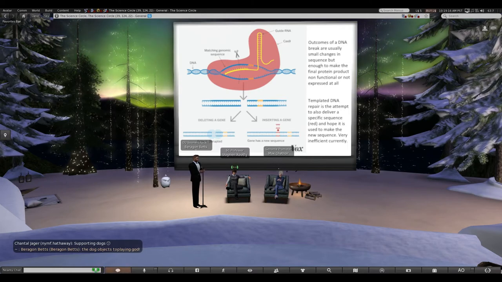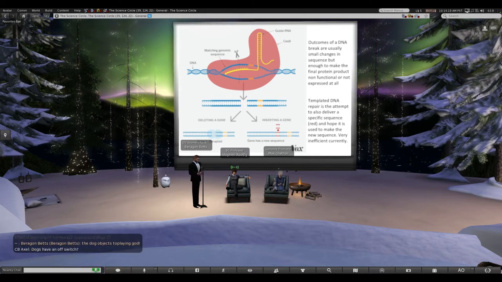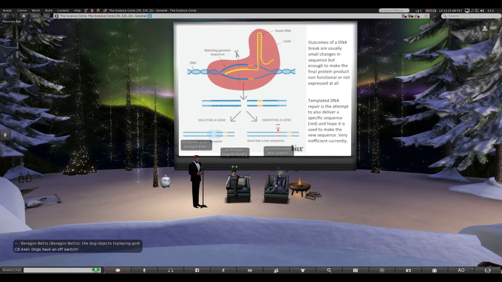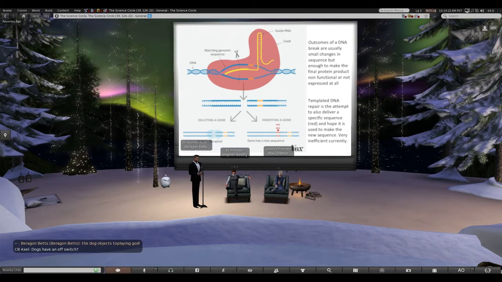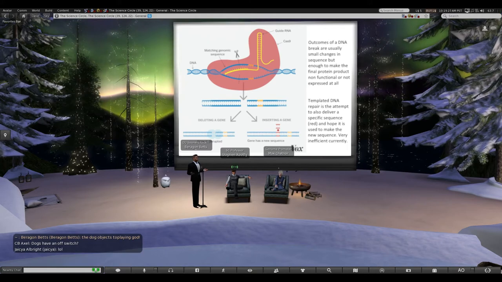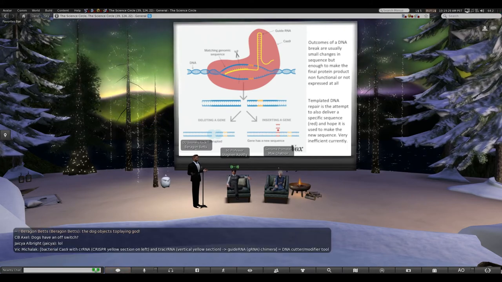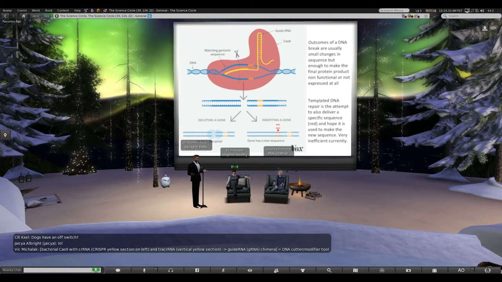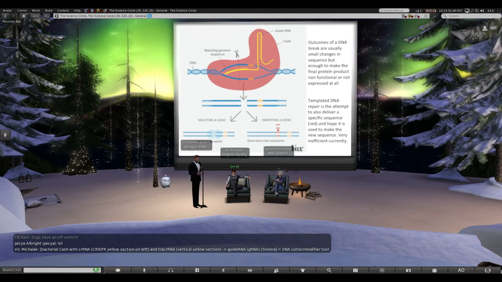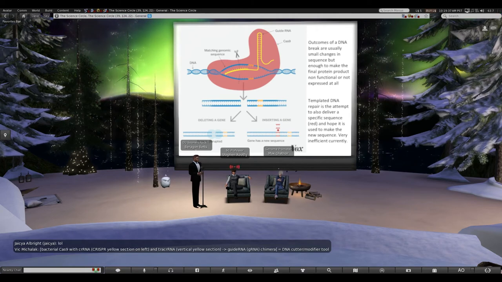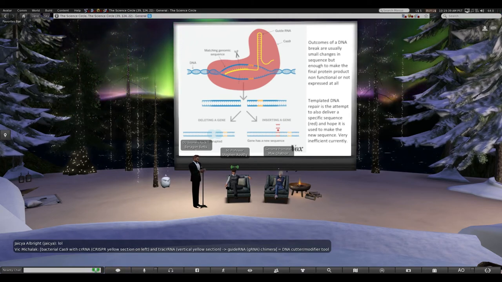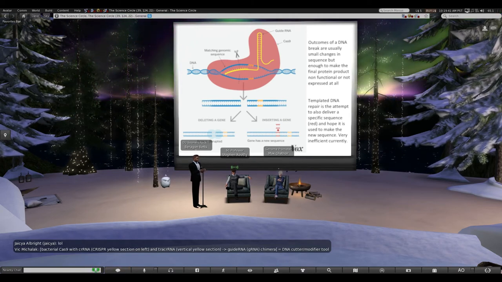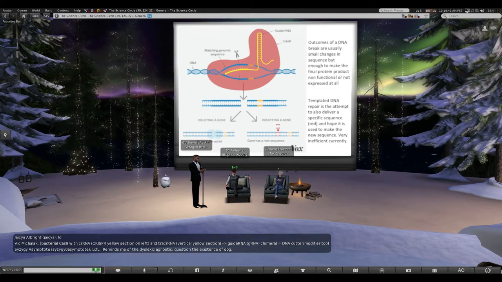But what you have on the right is attempts, and we'll talk about this separately. As Max was saying, there are these templated ways of repairing a break. And what you can do at the same time is also inject a DNA template that has sequences similar to the target, but then also have alterations.